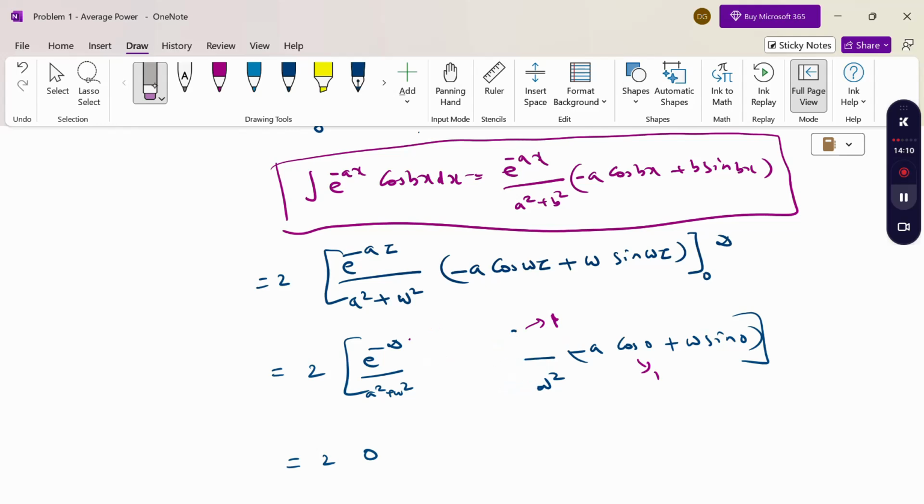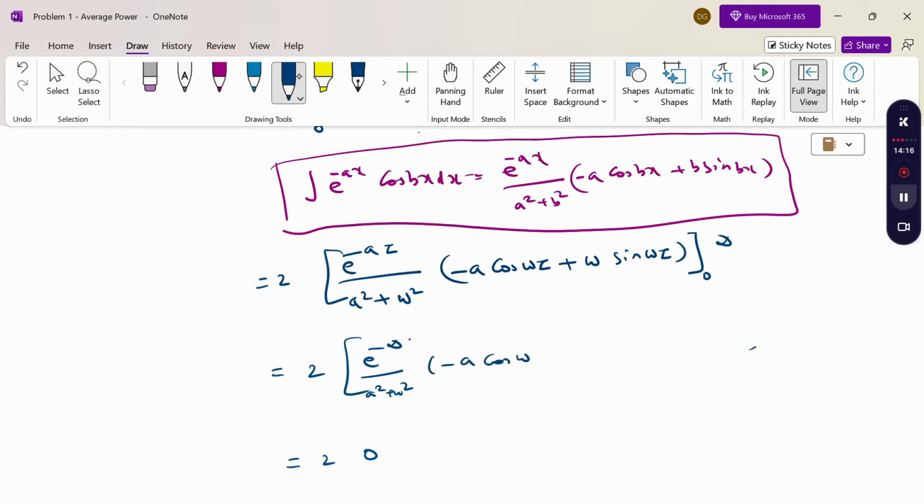Please just write it, not an issue, but don't substitute tau in minus a cos omega tau plus omega sin omega tau. Only infinity is substituted for tau; this tau I am not substituting. This is the upper limit, and then minus the lower limit: e power 0 over a square plus omega square, times minus a cos 0 plus omega sin 0.